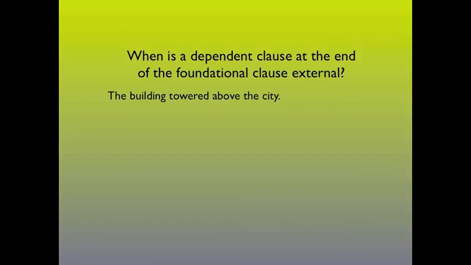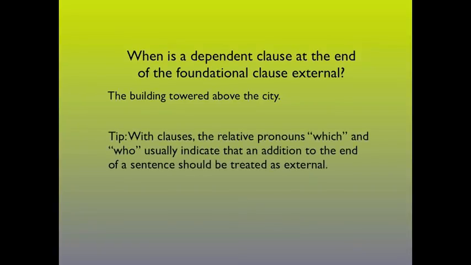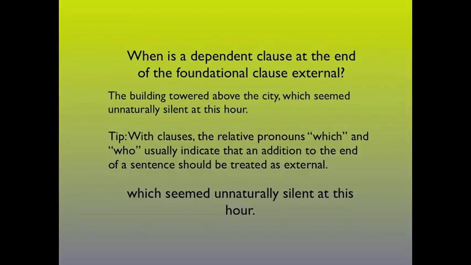What about dependent clauses? How do we know if they're external or not? Well, with clauses, the relative pronouns which and who usually indicate that an addition to the end of a sentence should be treated as external. What does that mean? Well, we are talking about a city here, not a person, so we wouldn't use who, but we could use which seemed unnaturally silent at this hour. That dependent clause fits right in with the foundational clause, but you do have to set it off with a comma. The building towered above the city, which seemed unnaturally silent at this hour.